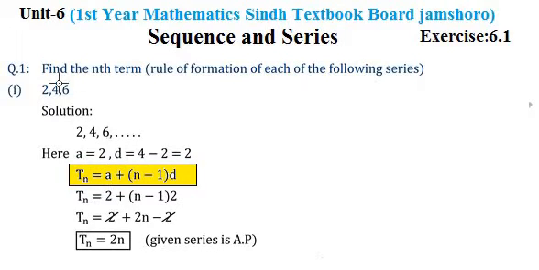In the question it is clear that we have to find the nth term, so Tn is equal to a plus (n minus 1) into d. Tn is equal to 2 plus (n minus 1), we don't know n so put n here, and d is equal to 2. So 2 same, n into 2 equal to 2n, and minus 1 into 2 equal to minus 2. The 2 and minus 2 cancel, and Tn is equal to 2n. It's the answer of question number 1. Now question number 1 part 2.